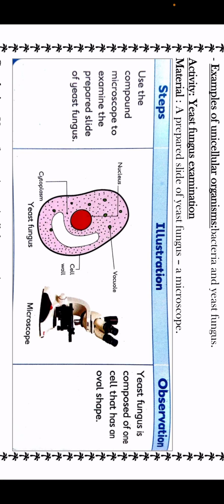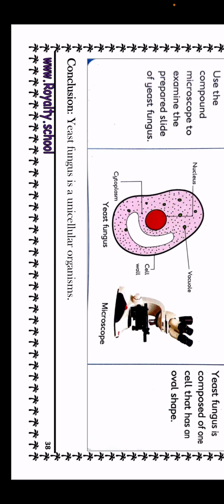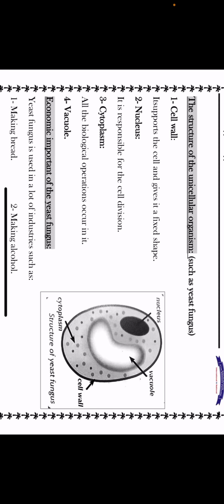Yeast fungus, when we study it under the microscope, consists of a cell wall but doesn't have a cell membrane. Animal cells and plant cells have a cell membrane, but yeast fungus doesn't. It consists of cell wall, cytoplasm, nucleus, and vacuole. The cell wall supports the cell and gives it a fixed shape, the nucleus is responsible for cell division, all biological operations occur in the cytoplasm, and the vacuole.